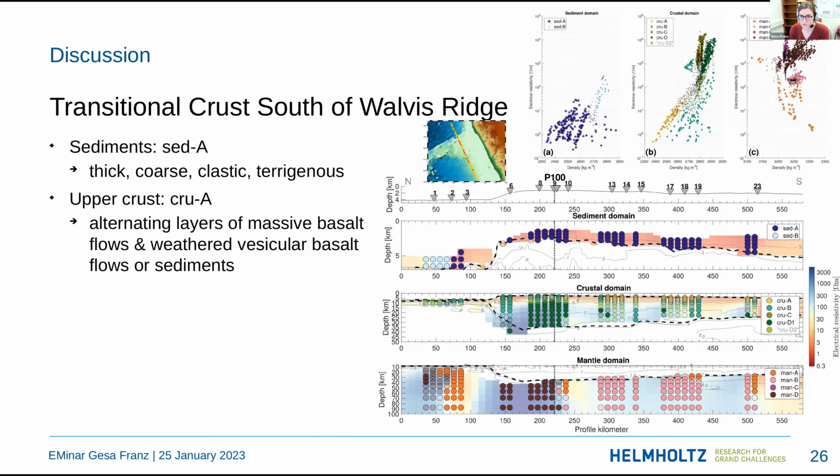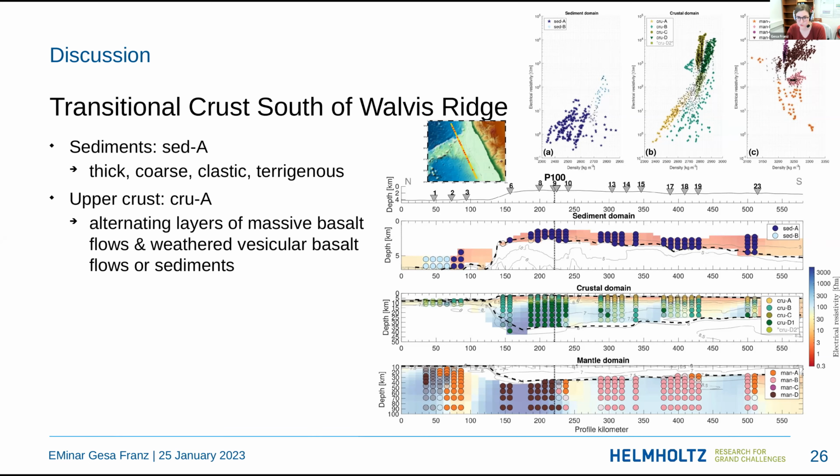And then in the second domain, in the crust south of Walvis Ridge, the upper crust, we have this very low resistivity cluster of crew A, which is almost the same range as the sediments, but the constraints and the tests indicated that they need to be deeper than the imaged sediments. So our interpretation here is that they summarize alternating layers of basalt flows and sediments or weathered basalt flows.